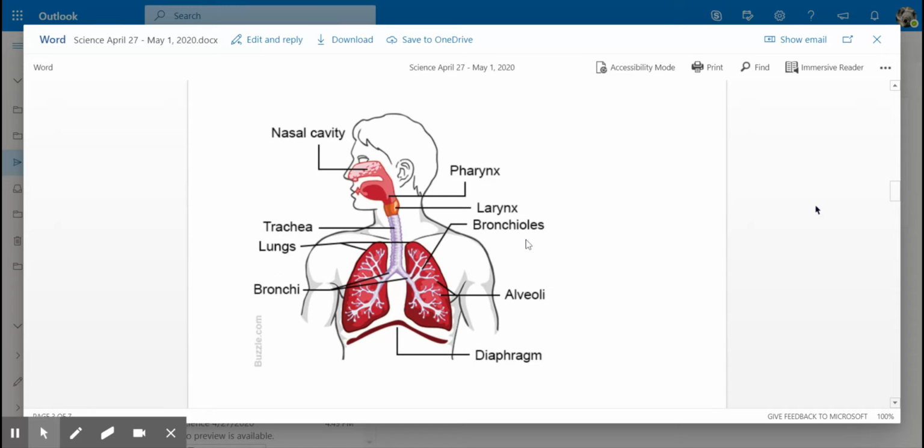The bronchioles, that is the smallest tube inside the lung. And then you have the alveoli. The alveoli are microscopic pouches inside the lung where the gas exchange occurs.